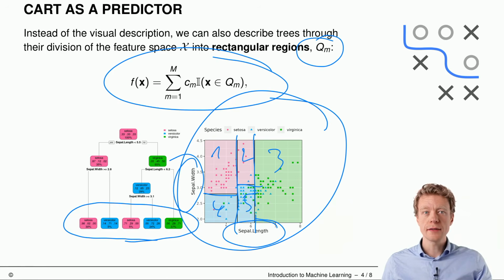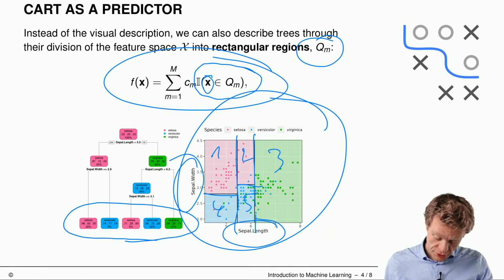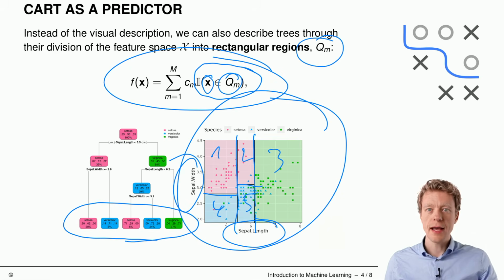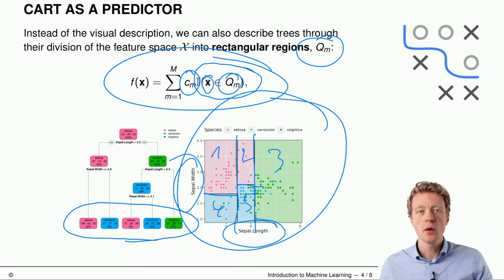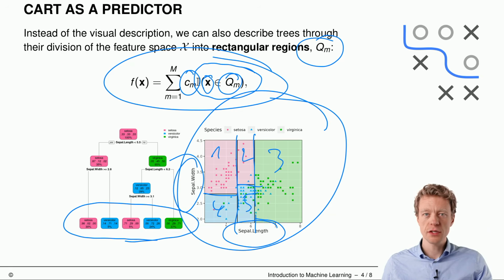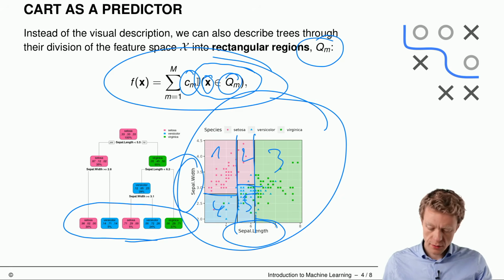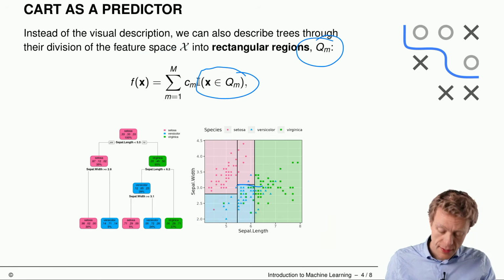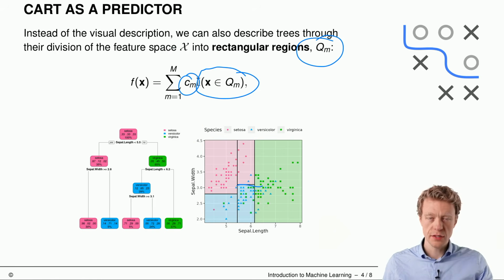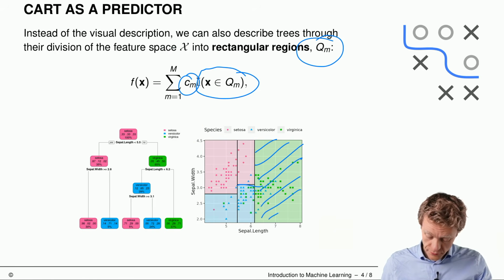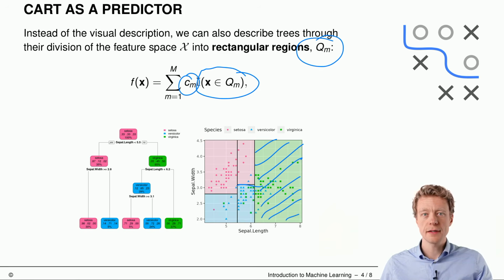With a formula we can describe it like this: f of x is the sum over some indicator functions which ask if the observation is inside a specific rectangle or not, and then multiplying this indicator function with a constant c_m, which is specific for each rectangular region Q_m. This means that first you try to figure out in which subregion of the feature space you are via the indicator function, and then you just take the constant prediction, which means that for all observations in this region here, the prediction is exactly the same.